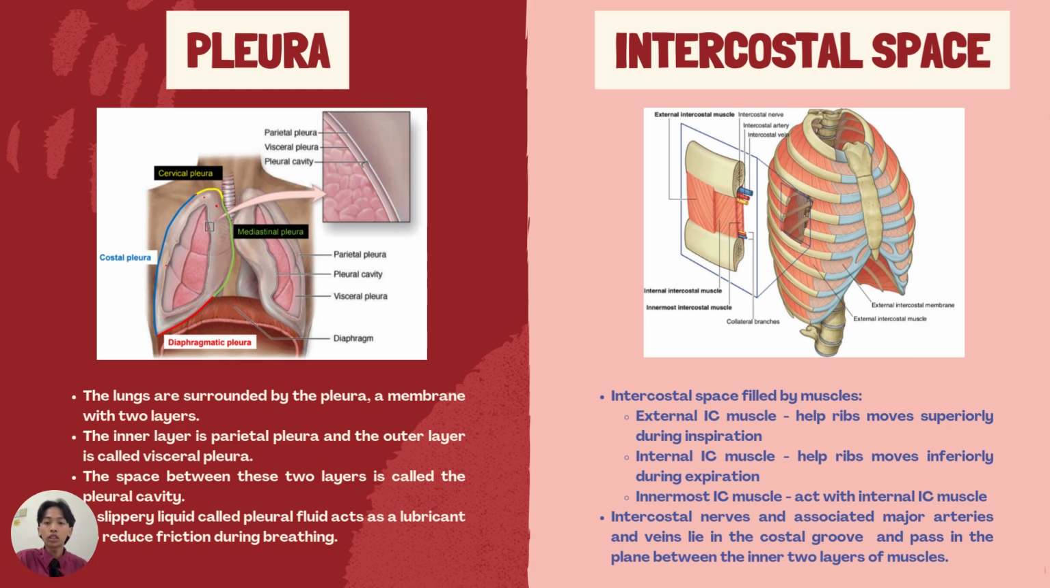Next, there is also the intercostal space. The intercostal space is the area between the ribs that is filled by muscle, nerve, blood vessels, and connective tissue. It plays a key role in the mechanics of breathing. It is filled by muscles such as the external intercostal muscle that helps the ribs move superiorly during inspiration, and also the internal intercostal muscle and innermost intercostal muscle that help the ribs move inferiorly during expiration. Lastly, there are also the intercostal nerve and associated major arteries and veins that lie in the costal groove of our ribs, and they pass in the plane between the inner two layers of our muscles.